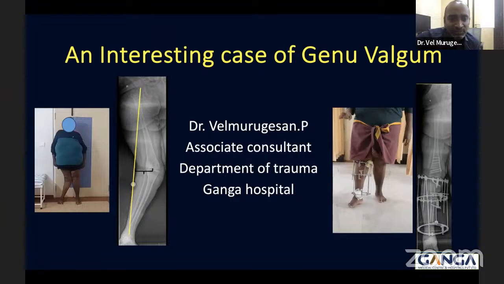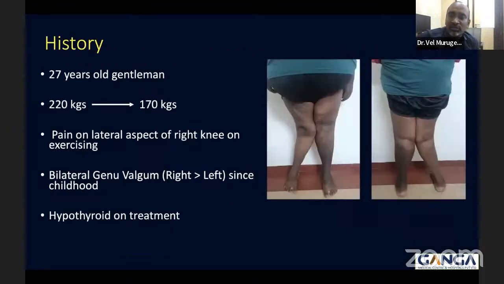So I'll be presenting an interesting case of genu valgum. He was a 27-year-old gentleman. He was 220 kgs initially, so he was very motivated to reduce his weight. He had undergone bariatric surgery and brought his weight down to 170 kgs.